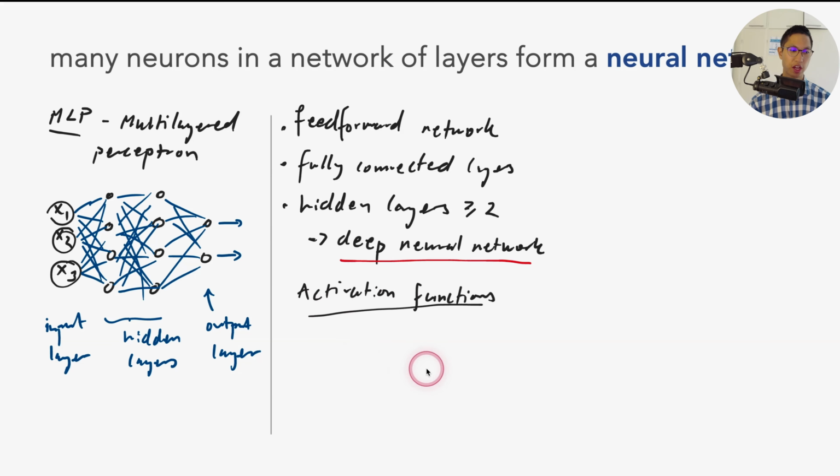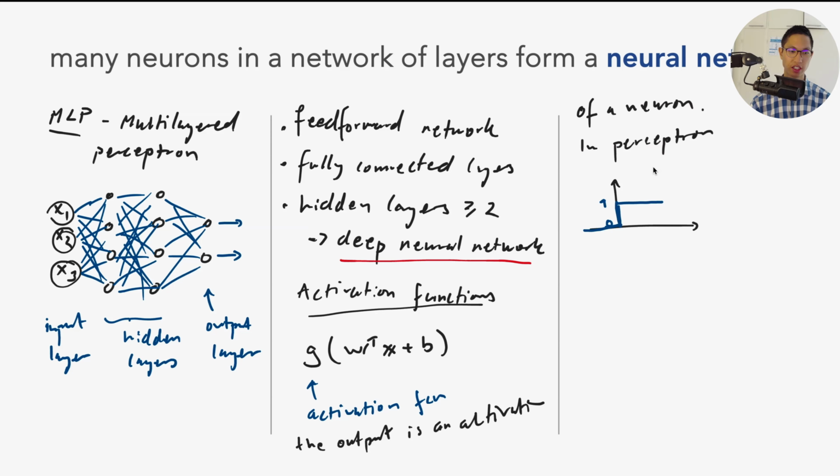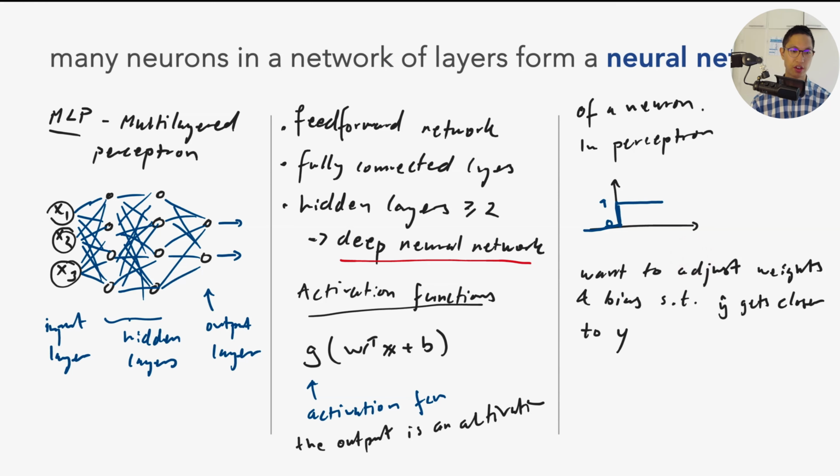And for the activation functions, we should know that there's some activation function g of W^T x plus b, some kind of nonlinear function. And the output is an activation of a neuron. In perceptron, this is the function, how it looks like. Remember what we talked about before? It's either fire or not fire. Fire means that we have 1, not fire is 0. There's some kind of threshold that makes it fire.